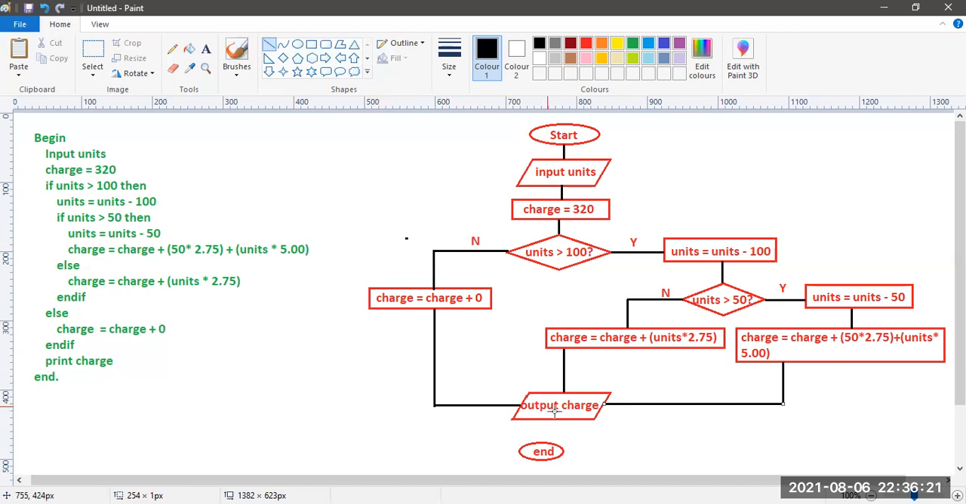Okay, so we came here because all these if conditions are pending, they all meet in one place. Okay, print the charge and output. After that, you end your program. So this is how your flowchart should look for the pseudocode here. Is that clear?